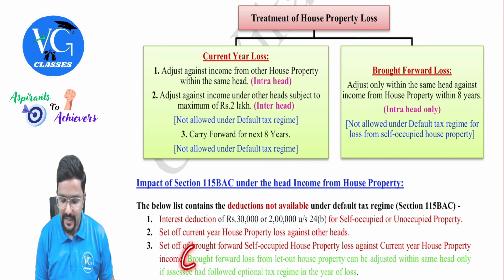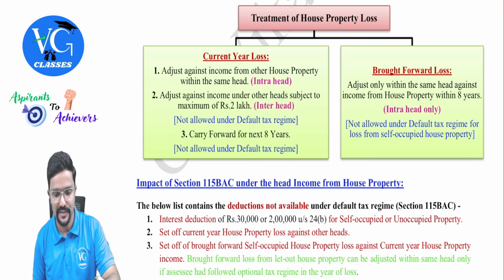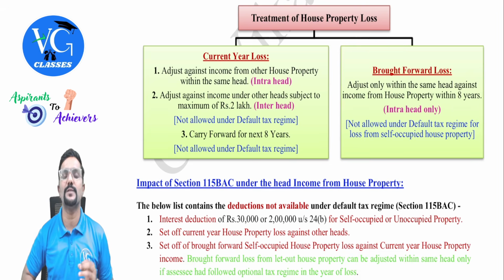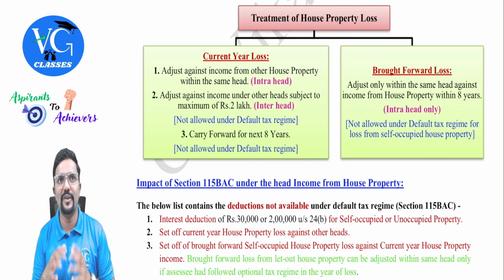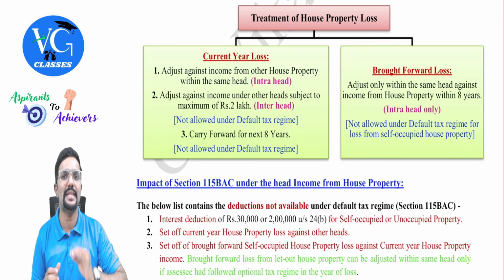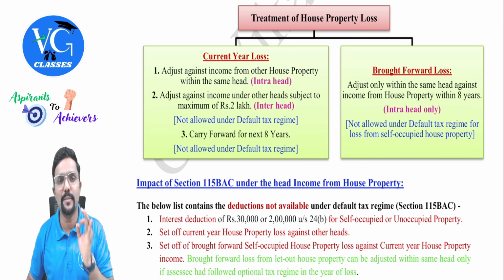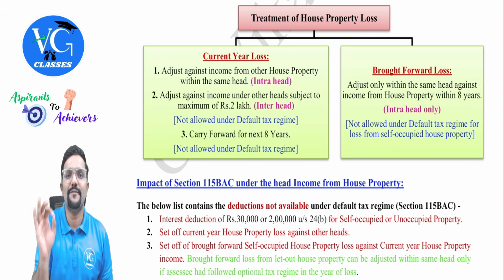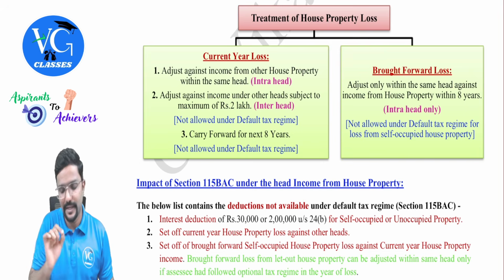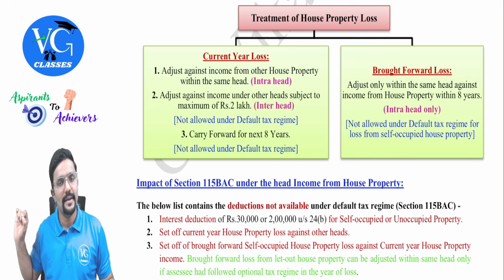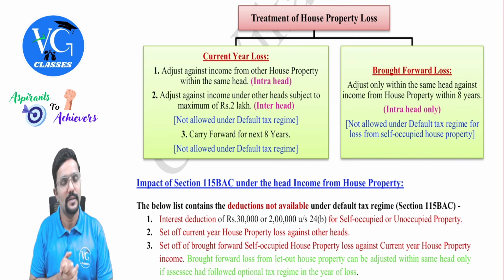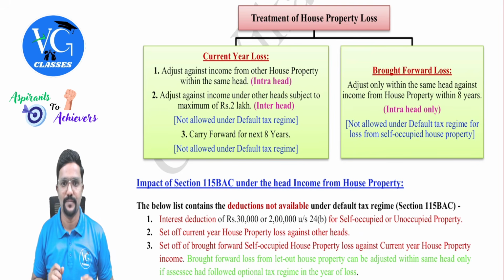This was tested in the May 2026 exam, guys. So that is why I'm stressing on this point. And if by chance the question is silent about which tax regime the assessee followed in the last previous year, or in simple words in the year of loss, then you can assume that the assessee followed the optional tax regime and give a note for it. Got it? That is only if the question is silent.